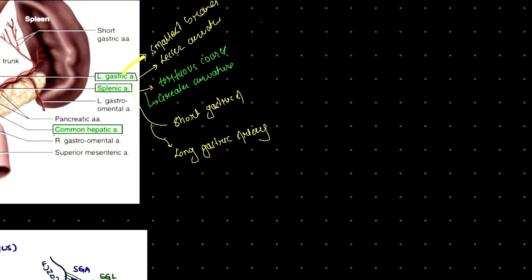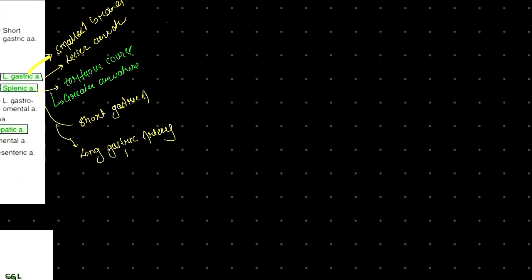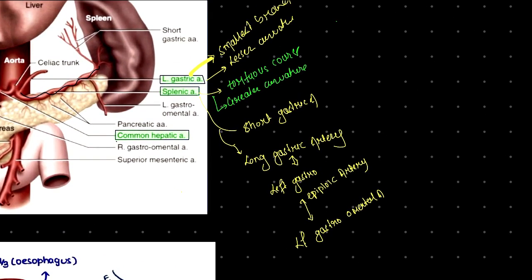The long gastric artery is also called the left gastroepiploic artery, and it is also called the left gastromental artery. So we have three names for this long gastric artery. It can be called the left gastroepiploic artery, or the left gastromental artery. As you can see right here, it is written the left gastromental artery. It is the same thing.